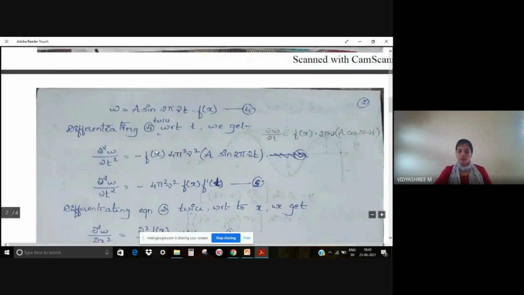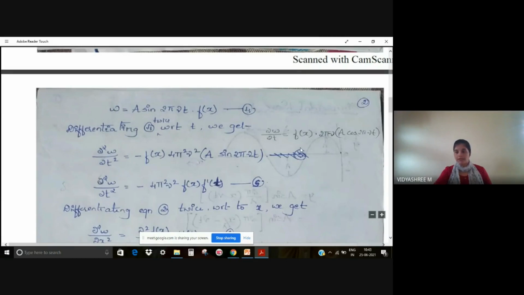Next, what we have to do? We have to differentiate equation 4 twice with respect to time. Keep in mind we are differentiating with respect to time, so the function of x, f of x, will remain constant. We need to differentiate a sine 2 pi nu t, where f of x will be constant because we are differentiating with respect to time t. So double differentiation is needed.